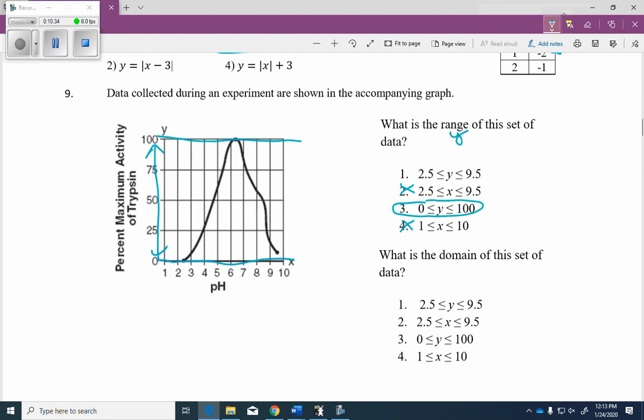What is the domain? The domain are the x's. So get rid of choice 1 and choice 3. The x's start here and go to here. So about 2.5 to 9.5. I guess it's choice 2. So just don't confuse the range with the domain.